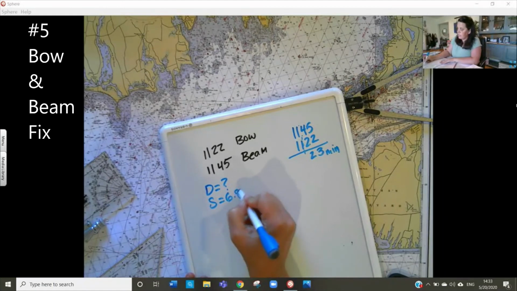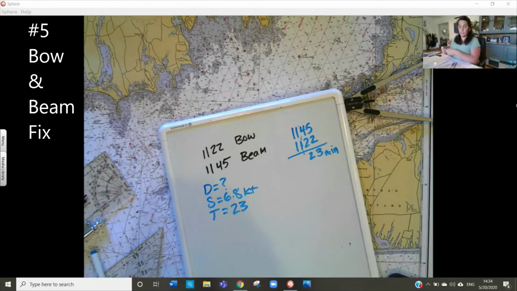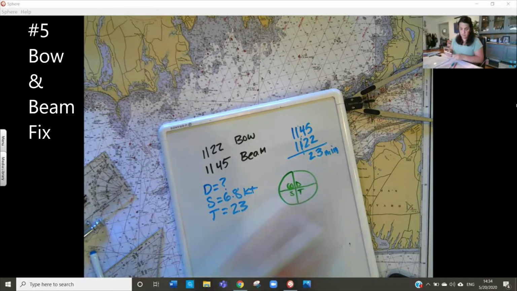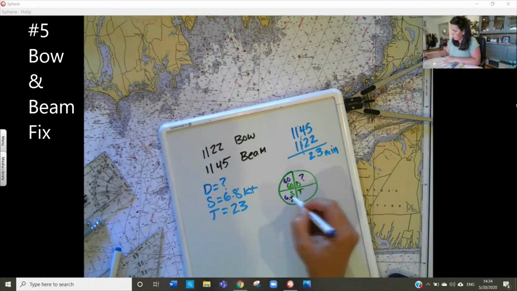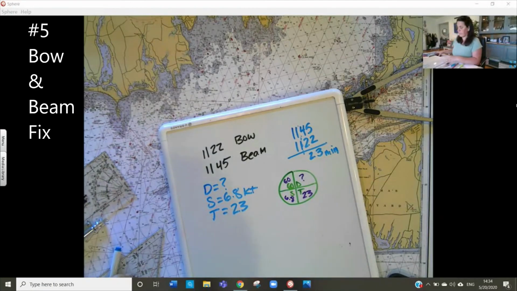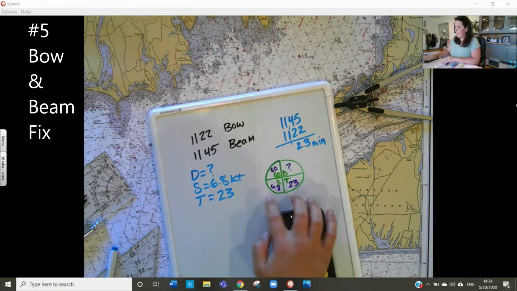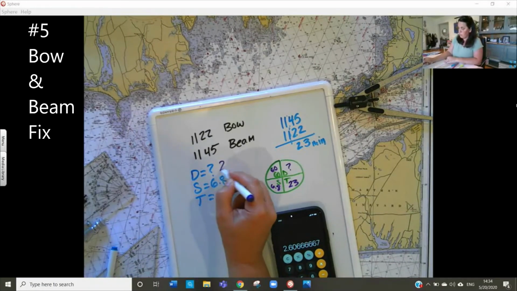Speed is 6.8, and time is 23. Let's plug it into the magic circle. We can plug it into our calculator. The two things we have, we multiply and then we divide by the thing that we don't have. So we have 6.8 multiplied by 23 divided by 60. And we get a distance of 2.6 nautical miles.